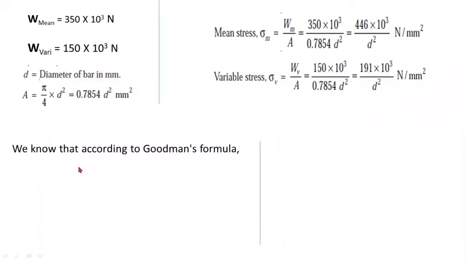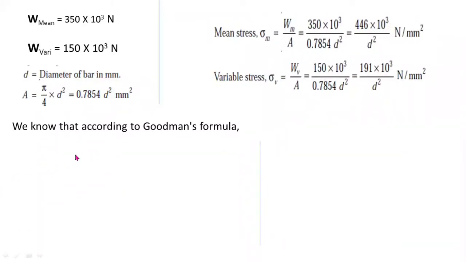Already we know Goodman's equation, which we discussed previously. So Goodman's equation is 1 by fs equal to sigma m by sigma u plus sigma v by sigma e. Here sigma m is the mean stress, sigma u is the ultimate stress, sigma v is the variable stress, and sigma e is the endurance limit.